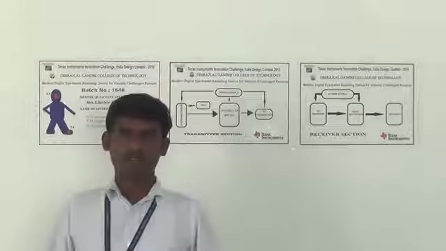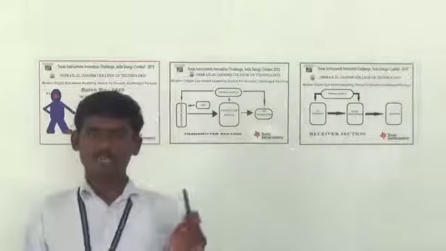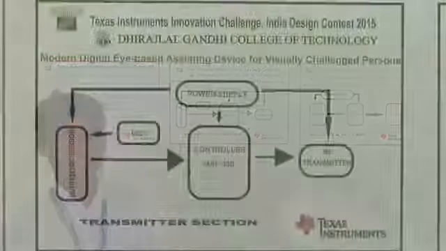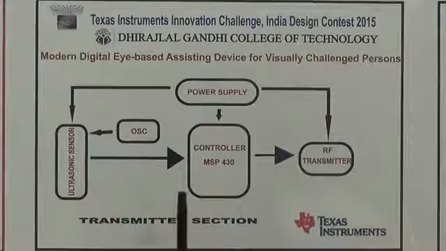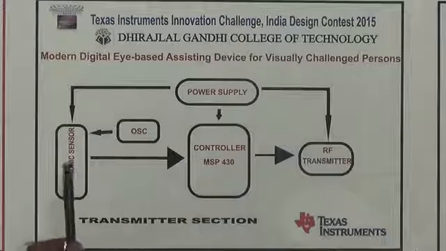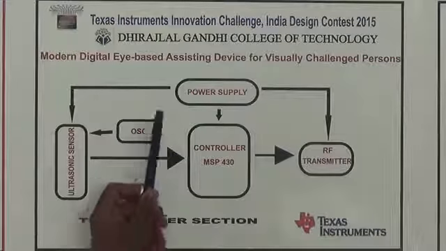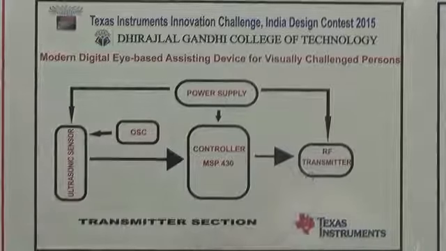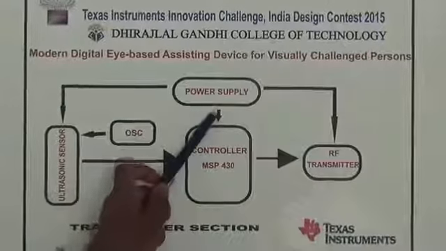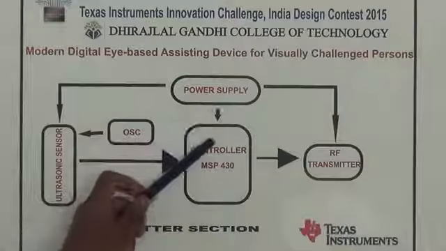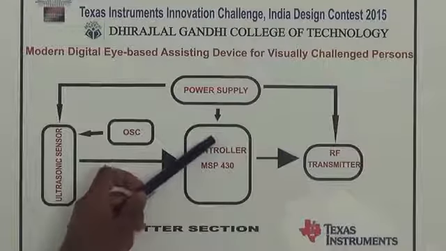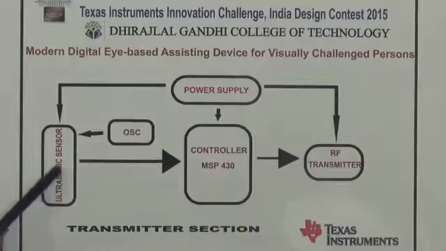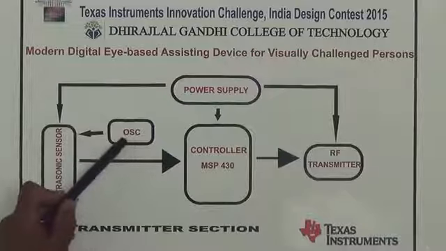My project has two sections: the transmitter section and the receiver section. Now I explain the transmitter section. In the transmitter section we are using an MSP 430 microcontroller, an ultrasonic sensor, an oscillator circuit, a power supply, and an RF transmitter. In the power supply section, the MSP 430 microcontroller gets 5 volts, the RF transmitter 5 volts, the ultrasonic sensor 5 volts, and the oscillator 5 volts.